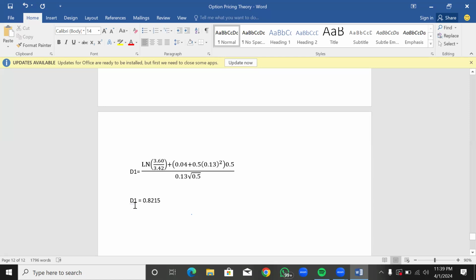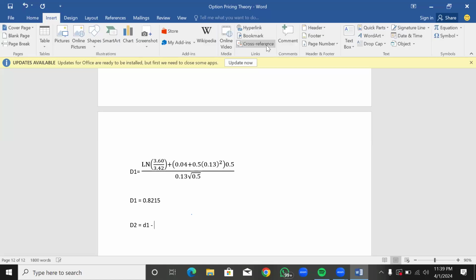I haven't forgotten. This is our D1. Okay, good. Now let's do D2. So what's the formula for my D2? D1 minus sigma square root of T, that is D1 minus 0.2 square root of 5.